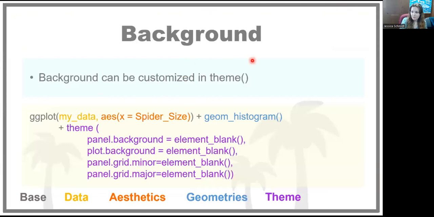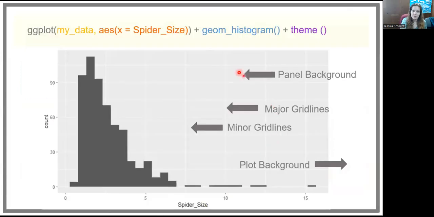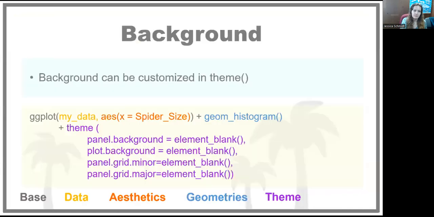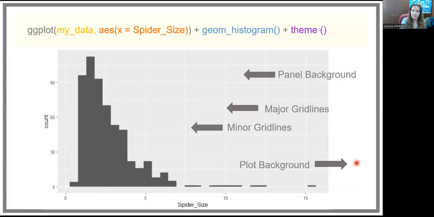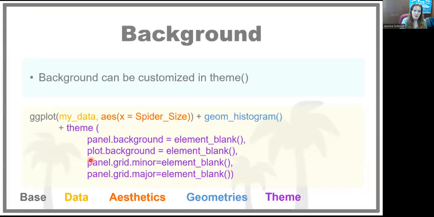So background can be customized in theme. So we're actually adding in some parameters to theme here. It's no longer just blank. And it looks like a lot, but don't worry, it's quite straightforward, I promise. We just got panel.background, which controls the panel background, like I just showed you. We've got plot.background, which controls the plot background, this white space. Panel grid minor, which are the minor grid lines, and panel grid major, which are the major grid lines.